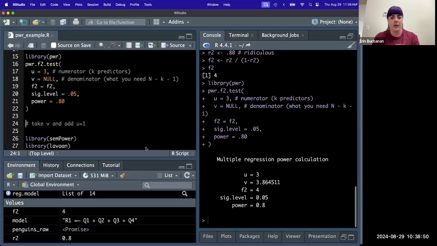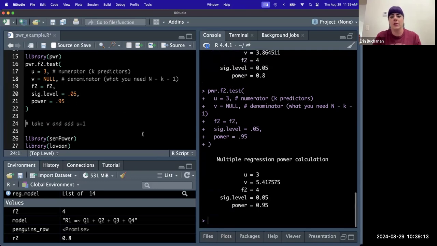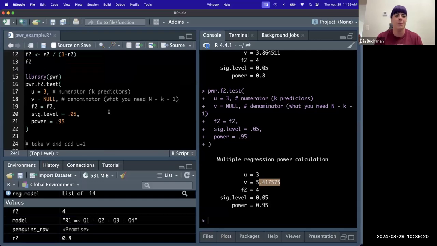All right, run that code. It will spit out a number. I need 4 people plus U, so 3, 7, it's been a long morning, plus 1 for the intercept, so that's 8. Only needed 8 penguins, if the effect is truly this large. We change that to 95% power, I would need, I'm gonna round up, so 6 plus 4 is 10 penguins.